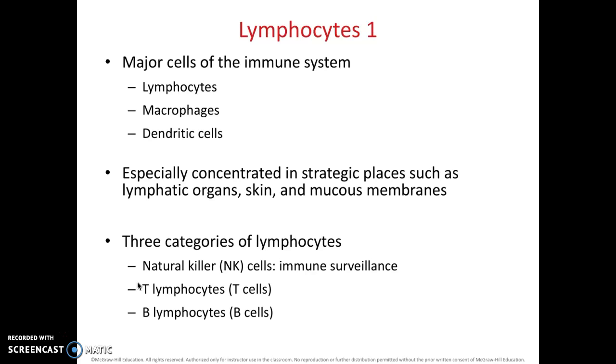These cells are especially concentrated in lymphatic organs, skin, and mucous membranes, and that's to, of course, boost immunity in those regions, and also protect from bacteria or other invaders from gaining entrance or getting far once they have gained entrance. So there are three categories of lymphocytes, which are the natural killer cells, which function in immune surveillance, and then the T cells and B cells. Remember that T cells and B cells are distinguished because of where they grow up. T cells come from the thymus and B cells come from the bone marrow.